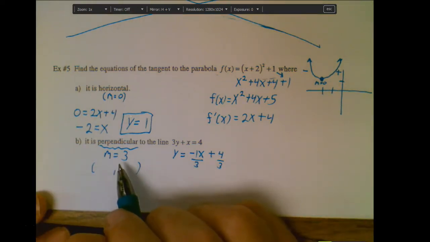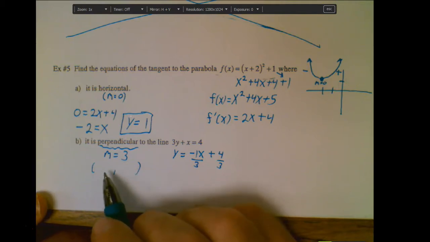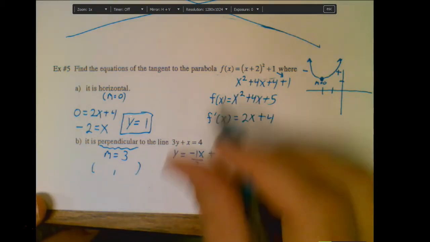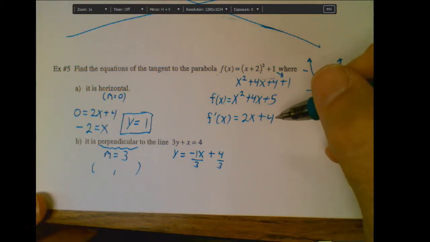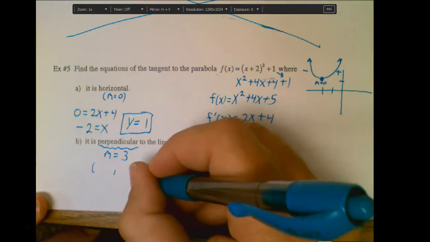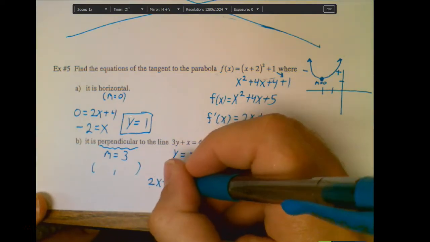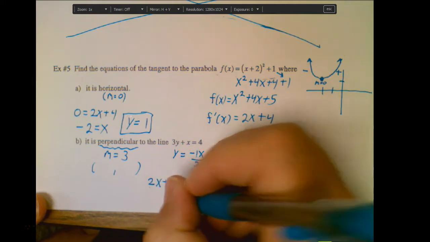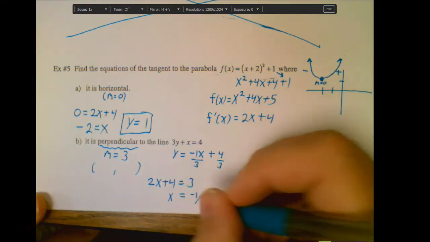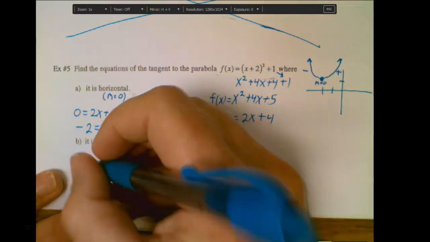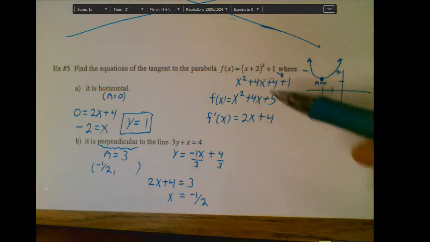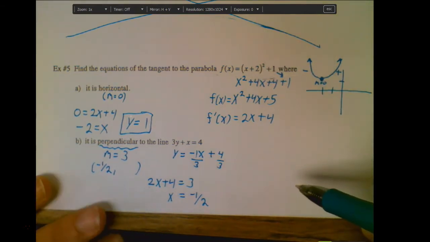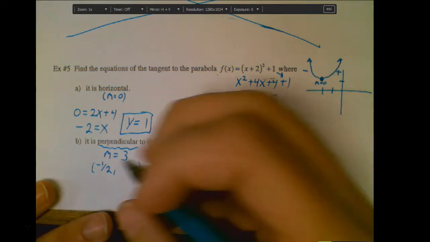We need to set the derivative equal to 3 in order to get the x coordinate. Once you know the x coordinate, you plug that into the original function to get the y coordinate. So if we take the derivative that we already found out right here, 2x plus 4, and set that equal to 3, then x becomes -1/2. So we now know the x coordinate is -1/2. If I plug this into the original function, I can get the y coordinate, which, let me just tell you, comes out to be 13/4.